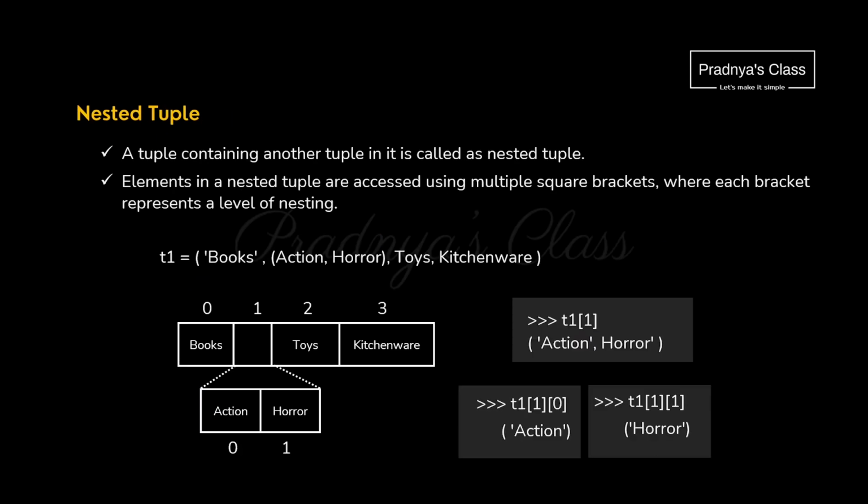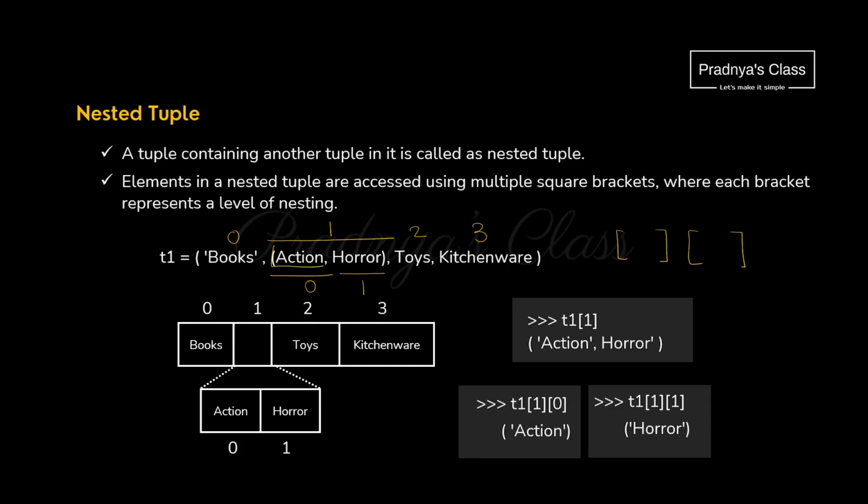Hope you have understood nested list. Then you will easily understand nested tuple. The concept is same. To access the elements of the nested tuple, we have to write multiple square brackets. It depends on the level of nesting. Suppose if I want to access action, what indices we will be writing? Let's find out. This is at the index 0. The whole tuple is at index 1. This is 2 and here is 3. Now let's write the index of the inner elements. Again it will start from 0 and this will be 1.